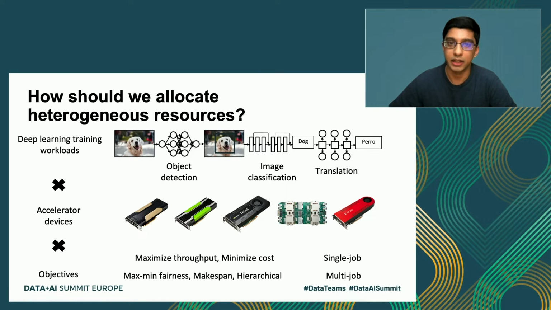So in summary, the challenges associated with allocating these heterogeneous resources are twofold. Firstly, there's many different model types as well as hardware architectures, and this results in a lot of performance heterogeneity. The other challenge is that users have many different scheduling objectives that they're interested in, and we want to support all of these different objectives.